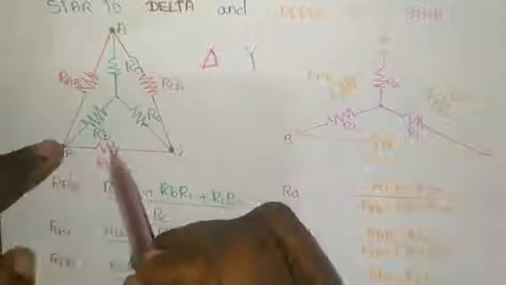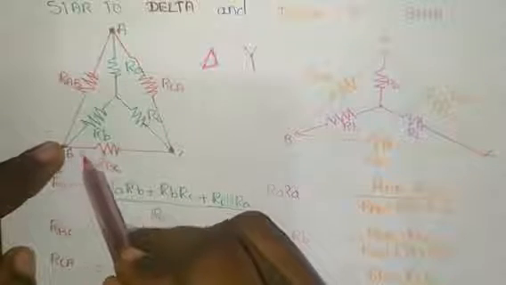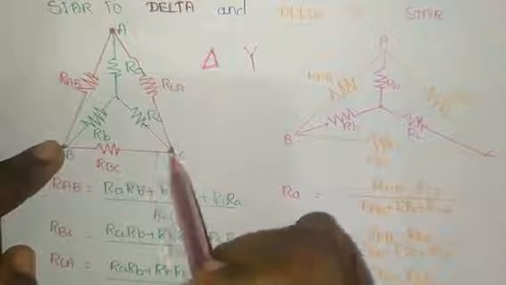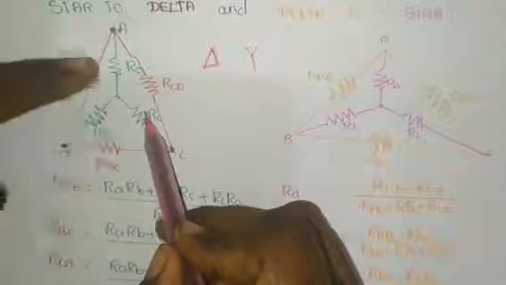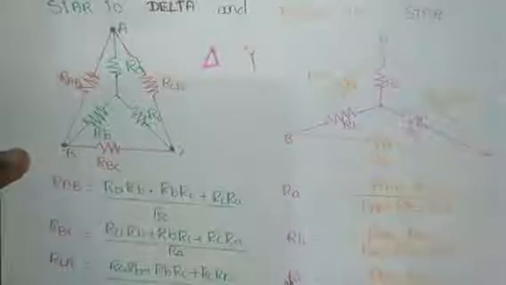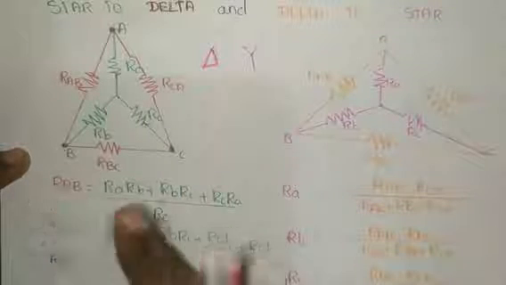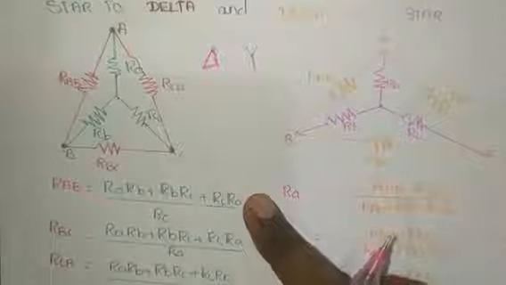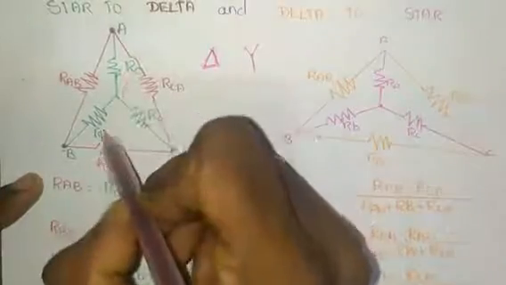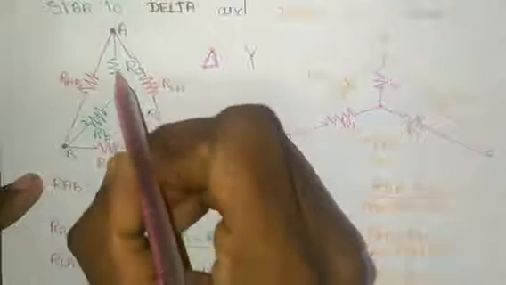Next resistance is RBC. When you are connecting RBC here, it is connected to RB and RC. The leftover resistor is RA, which is coming in the denominator. And when you are connecting RCA, the leftover resistor is RB, which is coming in the denominator. The numerator terms for these 3 resistances will be same, which is sum of pair of resistors. RA into RB plus RB into RC plus RA into RC.